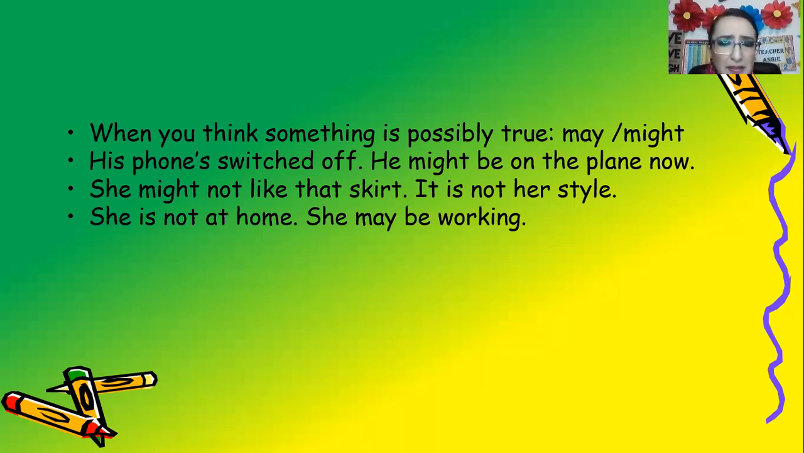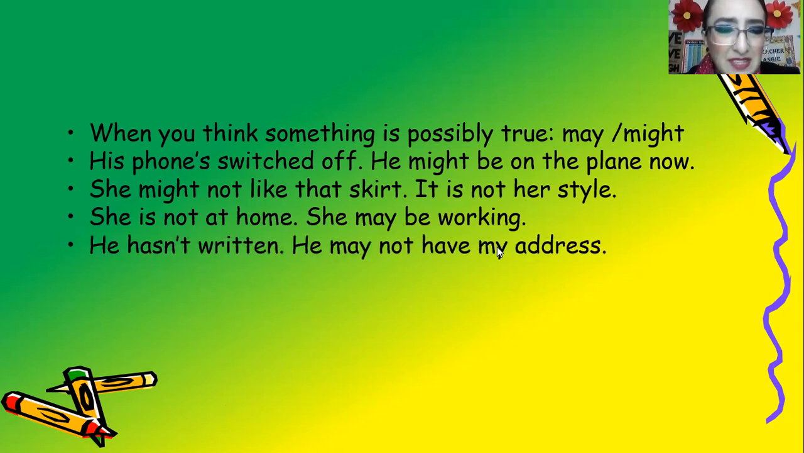She's not at home. She may be working. Ella no está en casa. Debe estar trabajando, puede estar trabajando, acuérdate, posibilidad, puede estar trabajando. He hasn't written. He may not have my address. Él no ha escrito. No debe tener mi dirección. No puede tener mi dirección, no debe tener mi dirección para escribirme. Es una posibilidad, de deducción, de que puede que sí, puede que no.